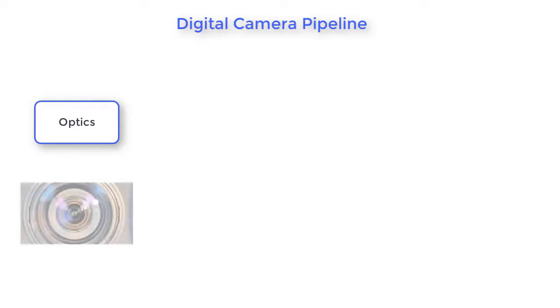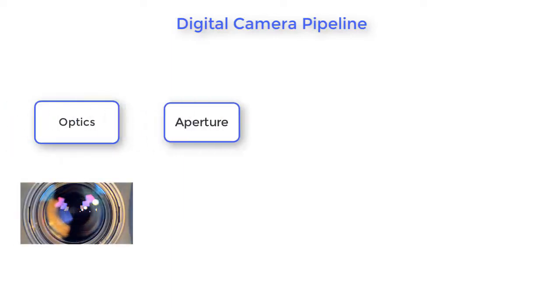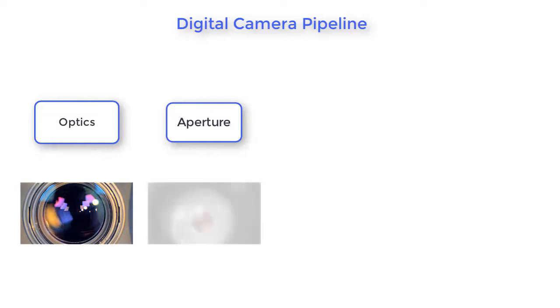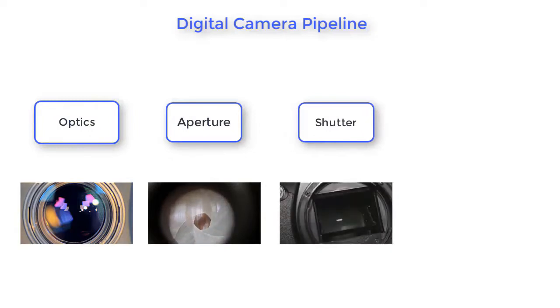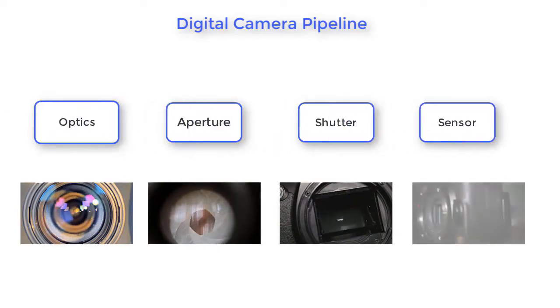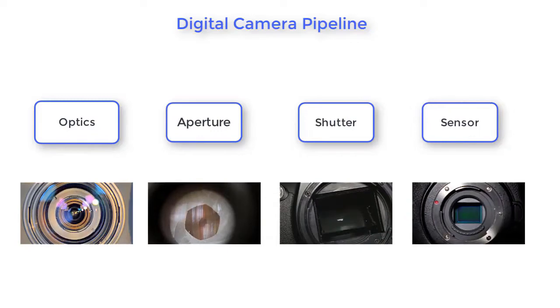Let us look at the digital camera pipeline. We have discussed optics, so light travels through the optics and it is controlled by the aperture. The size of the aperture decides how much light enters, and the shutter decides the exposure time, the time for which the image sensor is exposed to the light. And finally, light reaches the sensor.